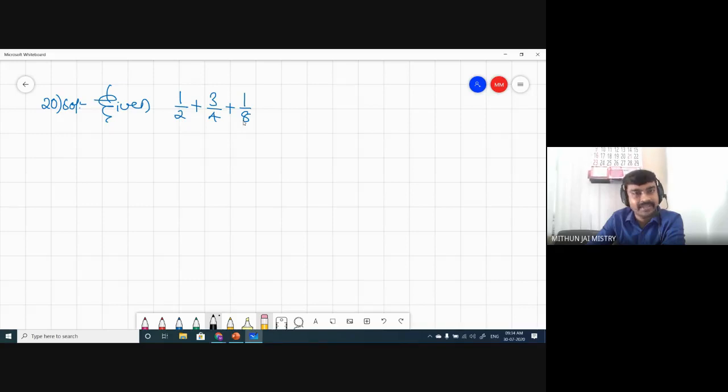Yes or no? So what we have to do is first take the LCM of the denominators. Let me do that. First, I will write here LCM of denominators.